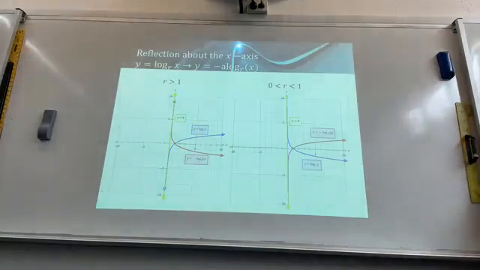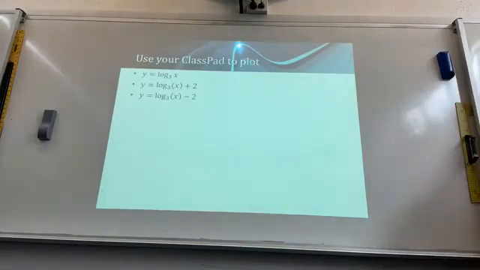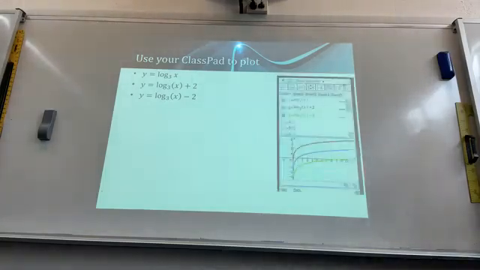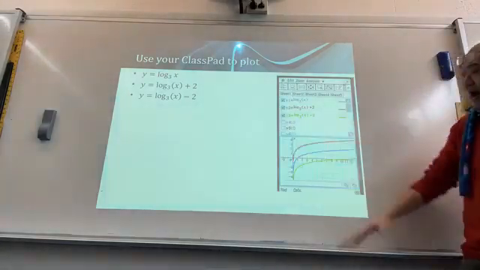I'll move on now to the next one. Can you use a ClassPad? This is probably the most straightforward. It just goes up or down, plus or minus 2. So you should get something like this. Did it move up and down? It went up and down. So it's moving up and down.